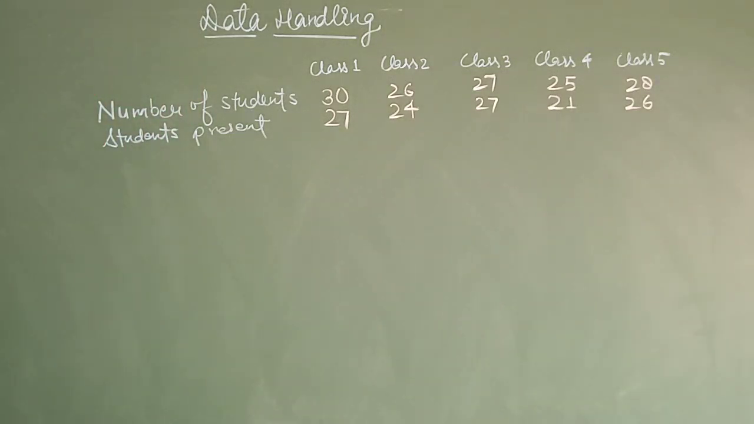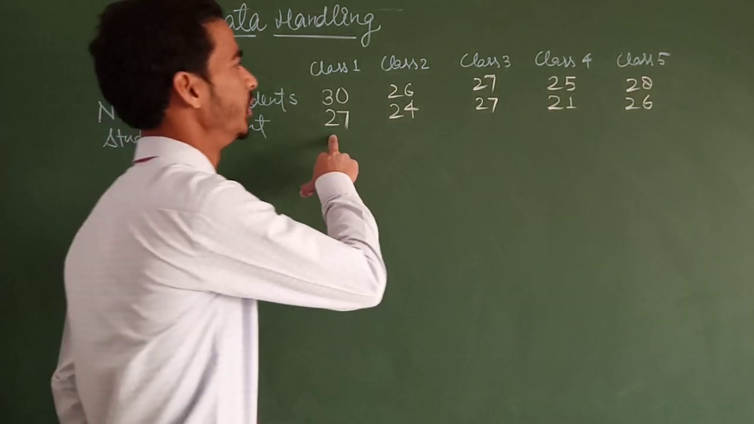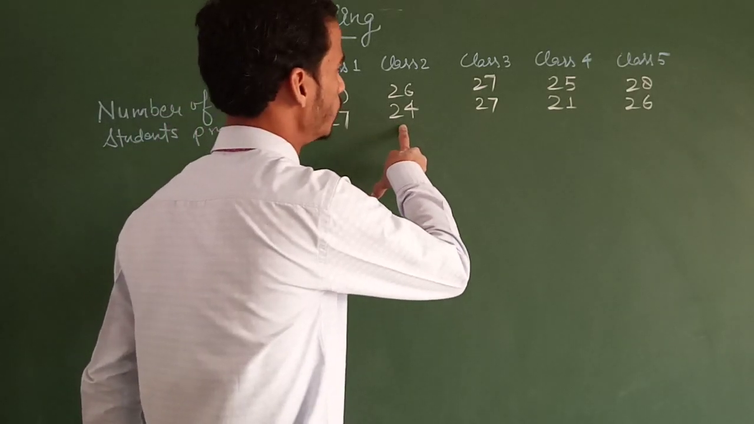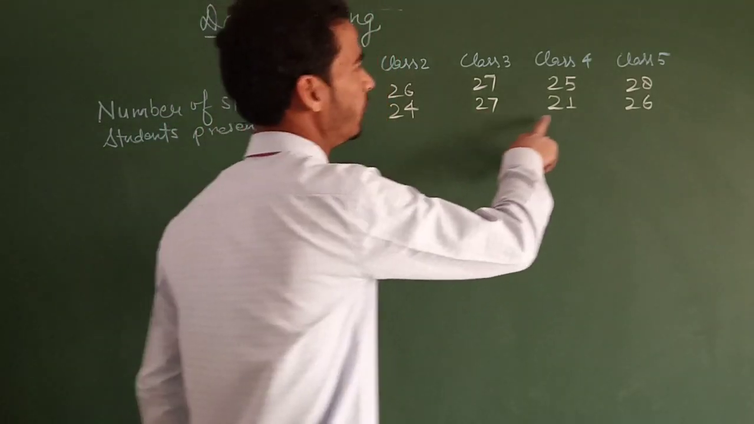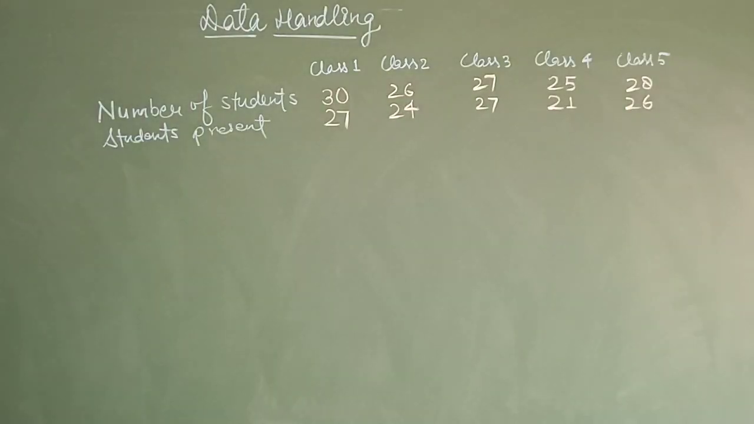The next question is, how many students are absent on that day? 3, 3 to 6, 3 to 5, 5 4, 9, and 9 to 11. There are 11 students absent.